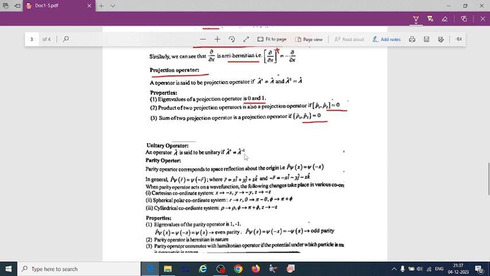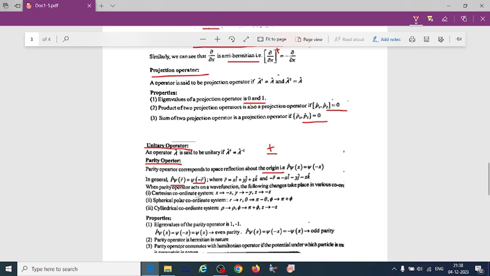A cap inverse. Okay, this is a unitary operator. Then the parity operator. The parity operator corresponds to space reflection about the origin. That means P cap of psi of x is equal to what? Psi of minus x. In general, we can write it in terms of psi of r going to plus or minus psi of r reversed. Parity denotes the sign plus or minus.